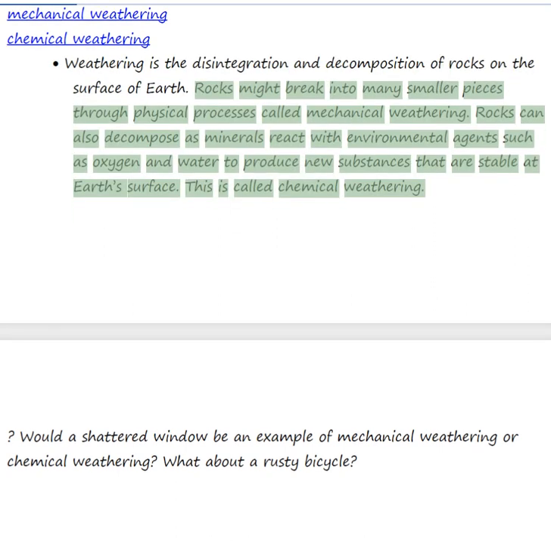Weathering is the disintegration and decomposition of rocks on the surface of Earth. Rocks might break into many smaller pieces through physical processes called mechanical weathering. Rocks can also decompose as minerals react with environmental agents such as oxygen and water to produce new substances that are stable at Earth's surface. This is called chemical weathering.